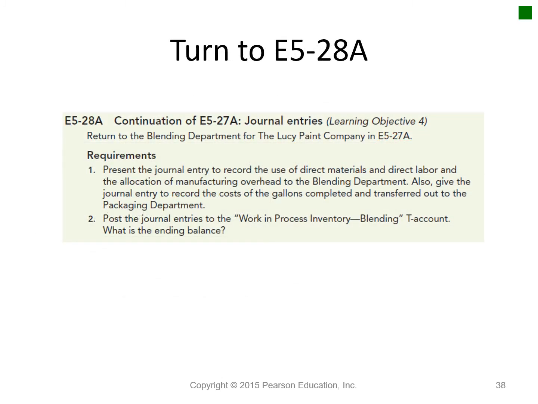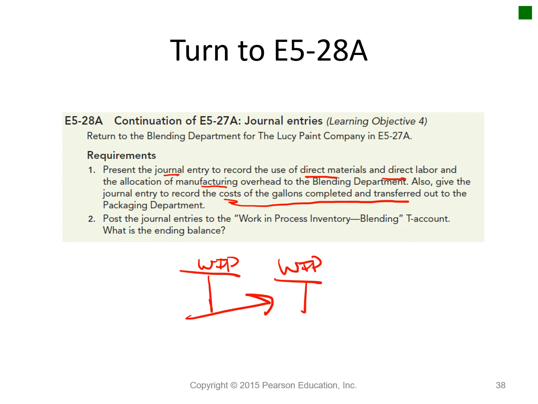Okay, so this is exercise E5-28A, a continuation of the previous one, but it's a basic idea. It says they want you to prepare journal entries to record the use of direct materials and direct labor and the allocation of overhead to a blending department. They also want the journal entry to record the cost of gallons completed and transferred out to the packaging department. So remember, you'll go from one work in process department to another. And so that's this type of entry, you'll be debiting one work in process account and crediting another work in process account. And then of course they want you to get the balance for the blending.